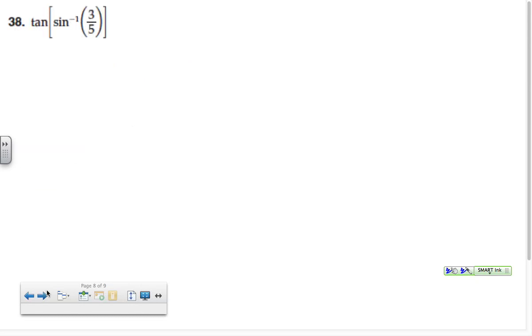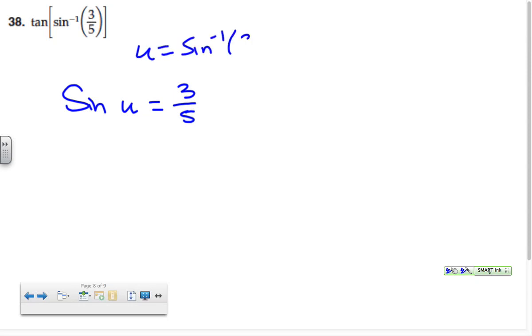Okay, the tangent of the inverse sine of 3 over 5. Now, this is not a unit circle problem, but I can still do this without a calculator. Okay, because what I'm saying is the sine of u equals 3/5. So what I'm doing is I'm going to find this first of all, and it doesn't really matter what u is. It's the same thing as saying this is the tangent of the inverse of this. So we're basically saying u equals sine inverse of 3/5.